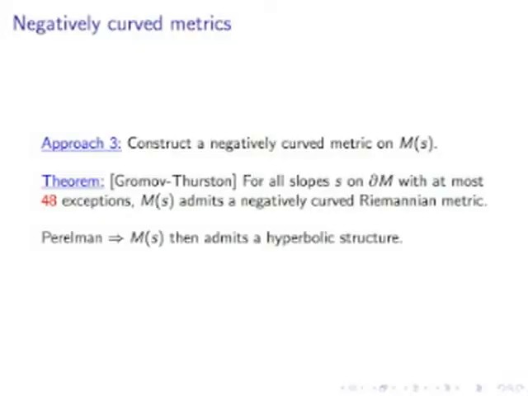They proved that for all slopes S on the boundary of M, with at most 48 exceptions, the manifold that you get by Dehn filling has a negatively curved Riemannian metric. And now we know, they didn't know at the time, but now we know that if a 3-manifold admits a negatively curved Riemannian metric, then it actually admits a hyperbolic structure. So I'm going to run through the proof of this because it's going to be important in the final resolution of the problem.